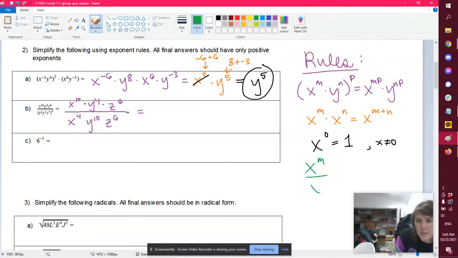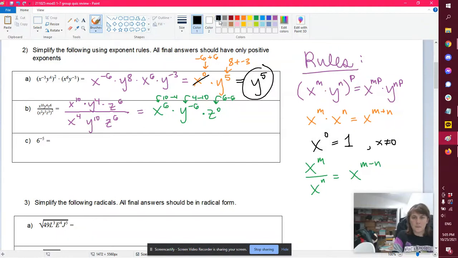Whenever we have x to the m divided by x to the n, we subtract those exponents, right? Division with exponentials is subtraction in the exponent. So here we say 10 minus 4 is 6. For y's, we've got 4 minus 10. We get negative 6. And for z, we've got 6 minus 6 giving us 0. Our black rule means we get to cancel this one out.